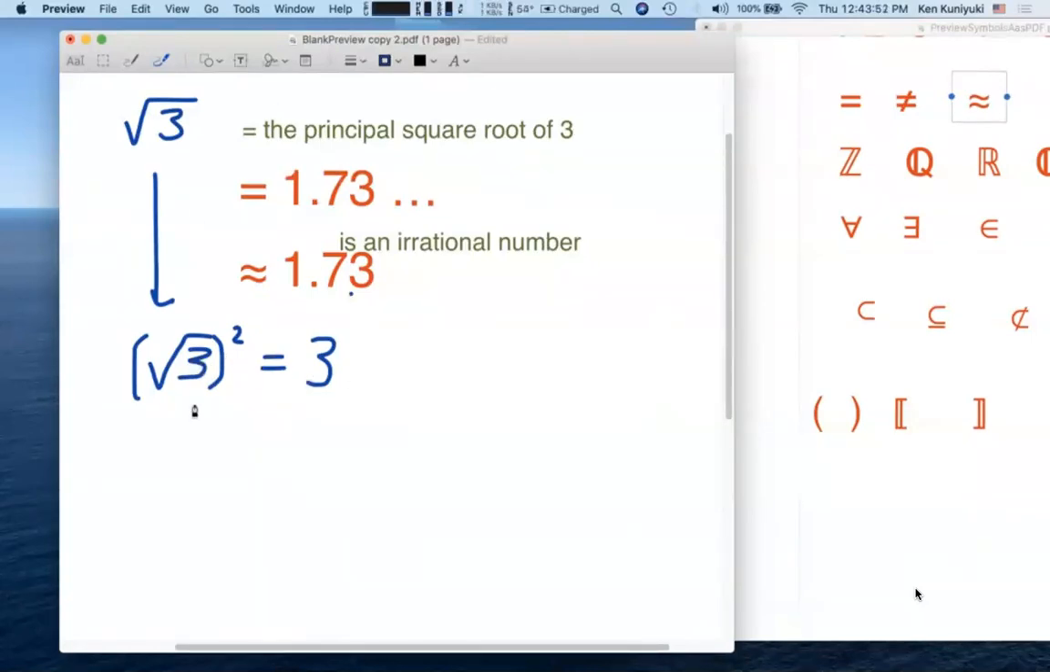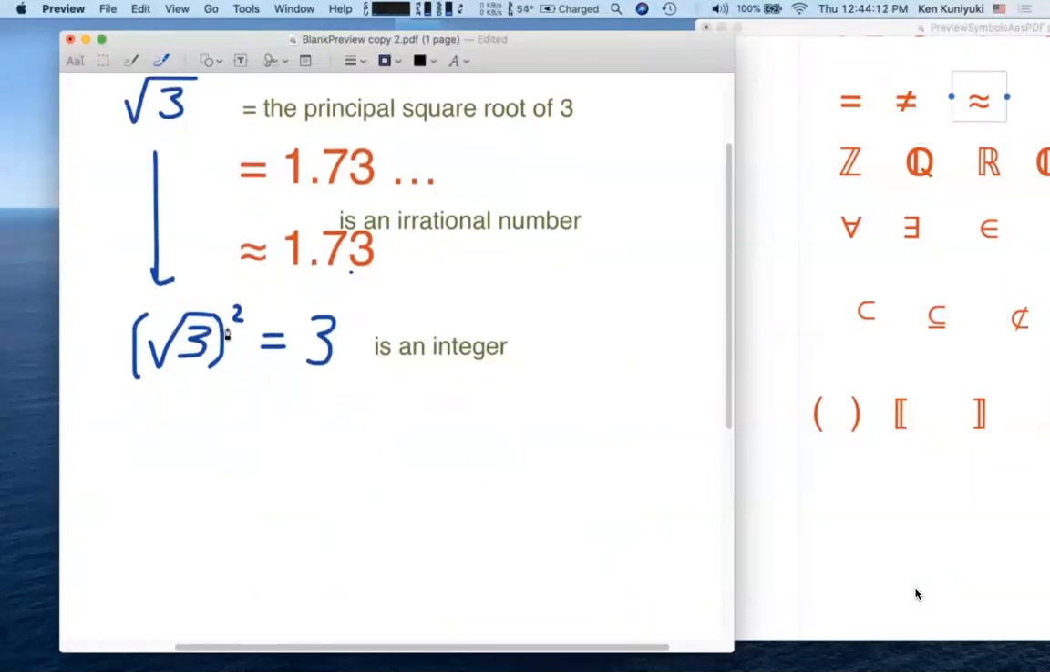Notice that even though root 3 is itself an irrational number and not an integer, it does turn out that 3 itself is an integer. So when you square something like the square root of 3 or the square root of 5, you end up with an integer, the radicand. Well, what is the square of the square root of 3? Well, it's the square root of 3 times itself. When you square something, you multiply something by itself.